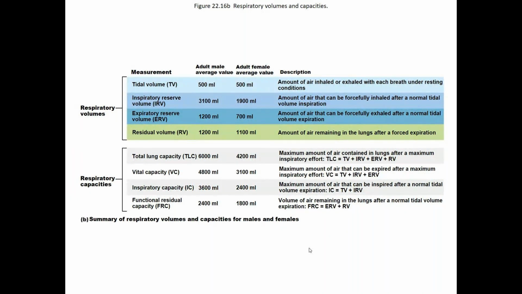And then the residual volume is, again, a little bit north of a liter. And this is the air that never leaves your lungs. There is always going to be stale air in there because your lungs don't collapse, right? And so all of the air, more or less, in the respiratory zone stays there forever.